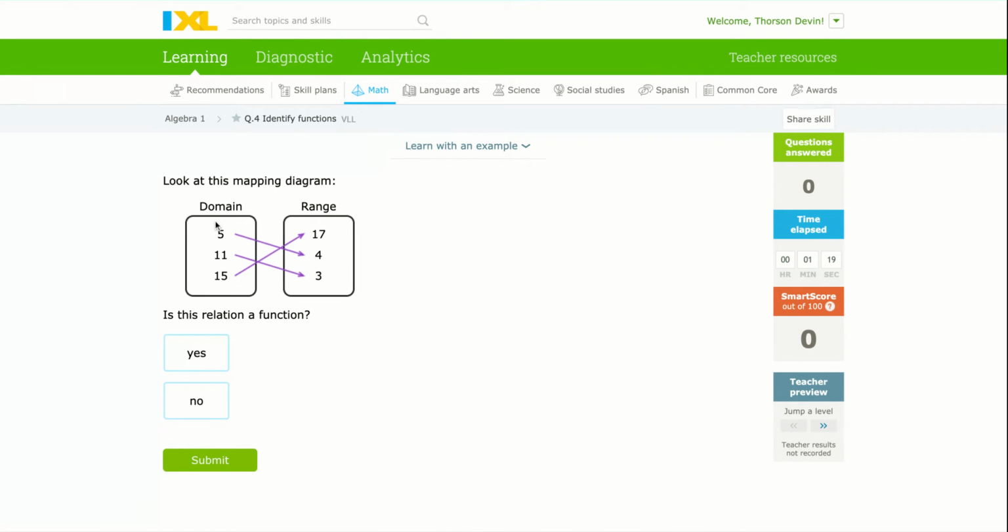In order for a relationship to be a function, each domain value must go to exactly one output. In other words, one arrow or one line must lead away from every single domain. So yes, that is absolutely a function.